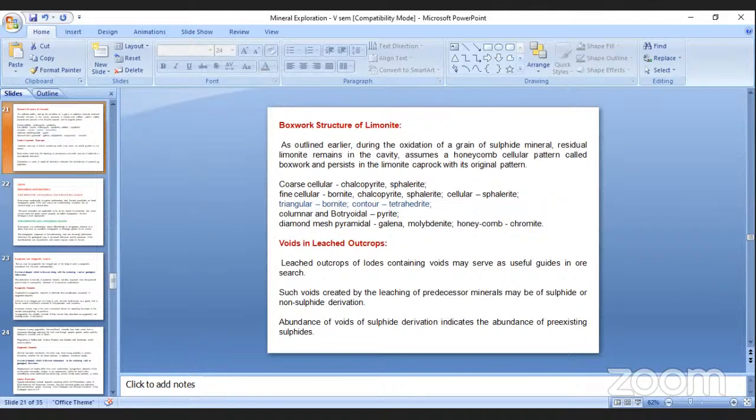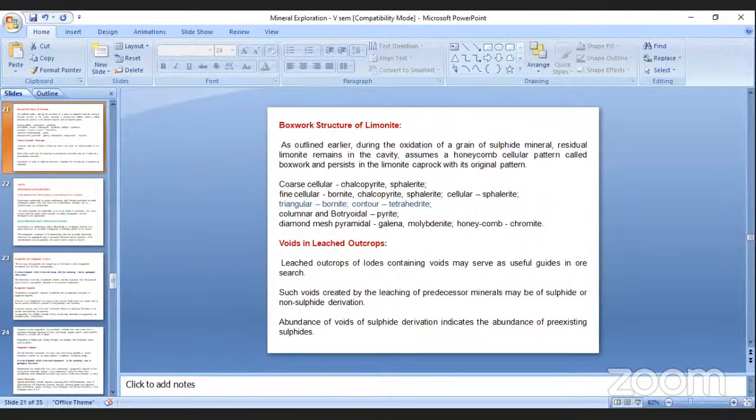original pattern. A coarse cellular structure we can identify in chalcopyrite and sphalerite; fine cellular is identified in bornite, chalcopyrite, sphalerite; and cellular again we can see in sphalerite. Columnar and botryoidal structures we can see in pyrite, and pyramidal and diamond mesh types. These structures we can identify in galena, molybdenite, honeycomb, and chromite.